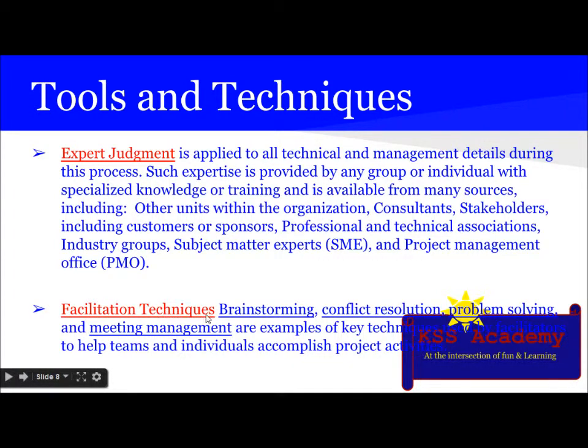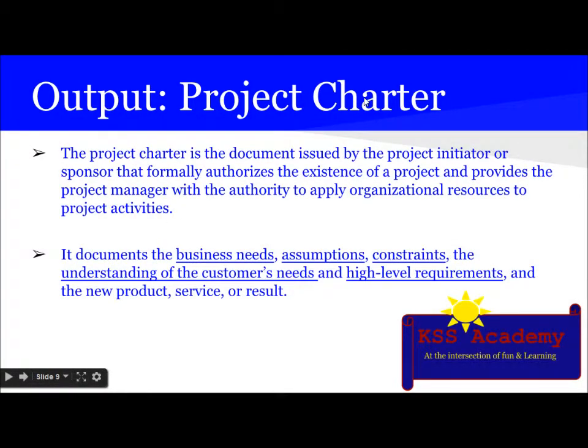What are facilitation techniques used? The brainstorming is used, conflict resolution is used, problem solving is used, and meeting management are the example of key techniques used by the facilitator to help team and individual accomplish the project activities. Then comes the output. Output is obviously project charter, and charter is not a contract since no money is promised or exchanged. So this is just a charter.